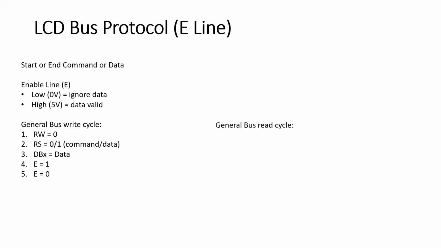The general read cycle looks similar. First, you have to tell the LCD display controller that you want to read data by setting the read-write line high. Then choose whether you want to read state from the commands or you want to read data from the screen. Then you put the enable line high, and a few milliseconds later you can read the data from the interface, and after you read the interface data you may, or you must, pull the enable line down again.